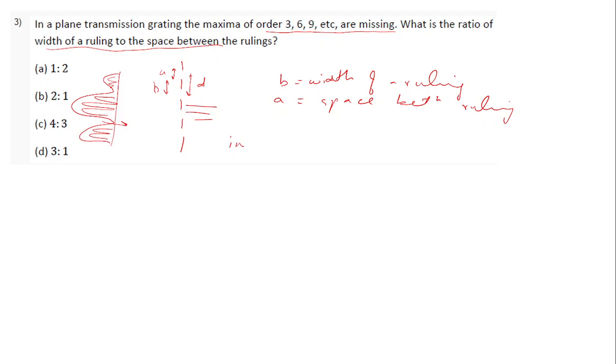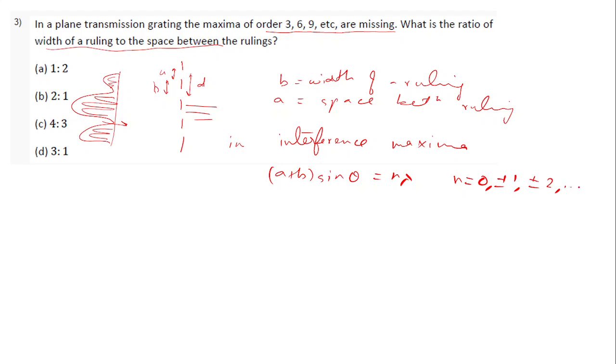These we had discussed in last week's lecture. So what happens is the condition for interference maxima for these kind of gratings is given by A plus B sine theta is equal to n lambda, where n can be 0, plus minus 1, plus minus 2, and so on.